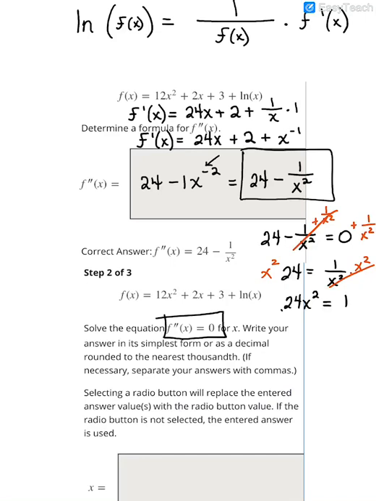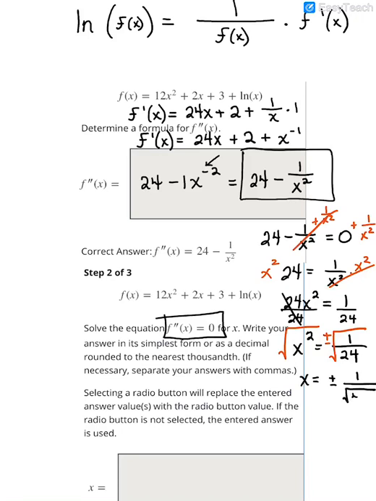And then, if I go ahead and divide both sides by 24, then I'm going to be left with x squared equals 1 divided by 24. And the way that we go from having x squared to just x is we take the square root of both sides. We always consider both positive and negative. So I'm going to have x equals plus or minus the square root of 1 on top, which is just 1. On the bottom, I have the square root of 24.